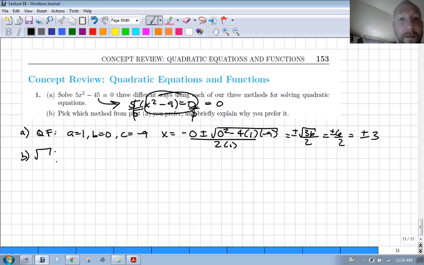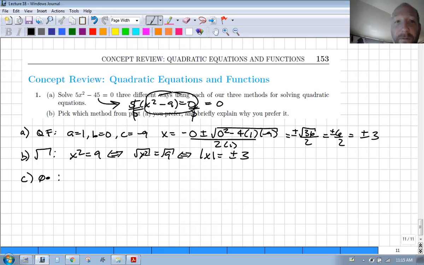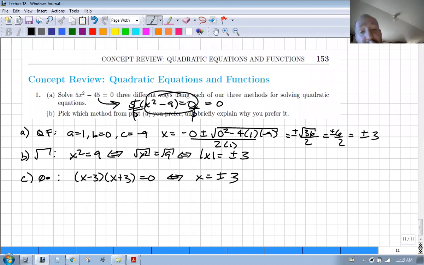Square root method. We add 9 to both sides. Square root both sides. Or zero product method. We'd factor that guy. It's the difference of 2 squares. Looking at our factors here, you can tell it's either plus or -3.